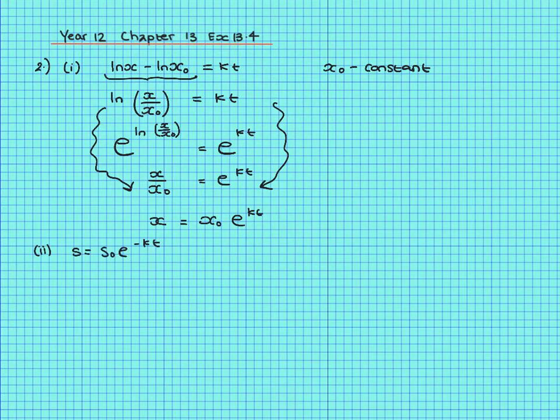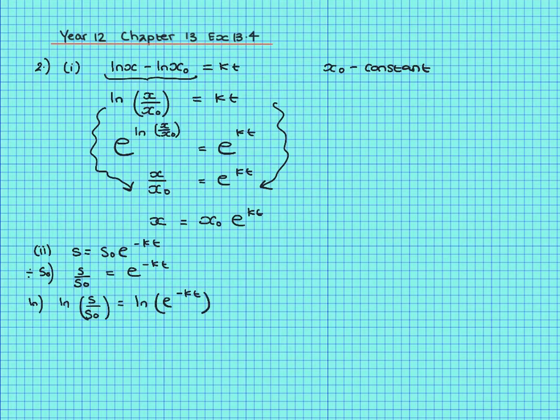So part 2, we are given s equals s0 e to the negative kt, and this time we have to make t the subject of this formula. Now you can, if you want to, start by taking ln of both sides. I think it's slightly easier to actually divide by s0 first of all. So s over s0 equals e to the negative kt. Now we're going to take ln of both sides, so I'm going to write ln of s over s0 equals ln of e to the negative kt.